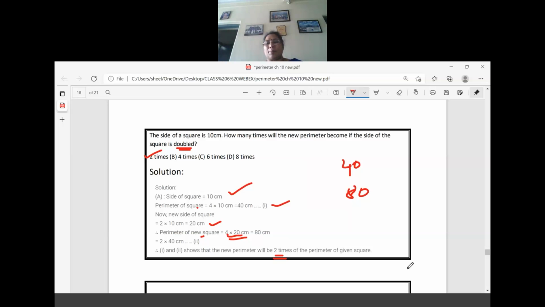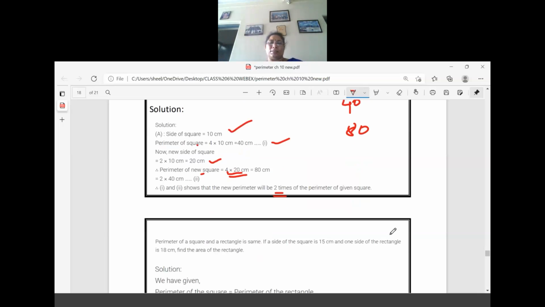So what is the change that happened in the perimeter? It is doubled. So 2 times the perimeter also increased, right?